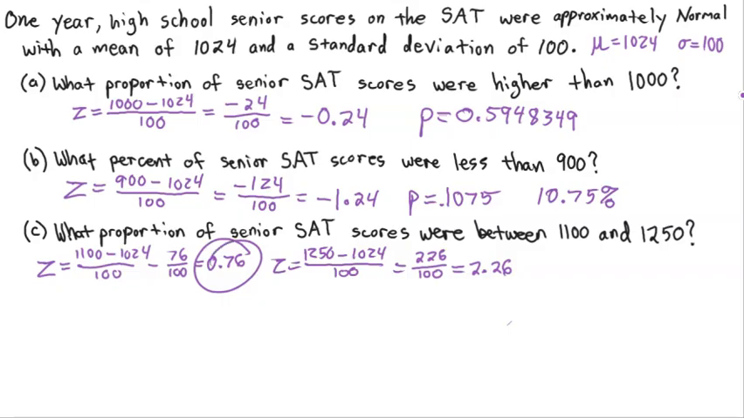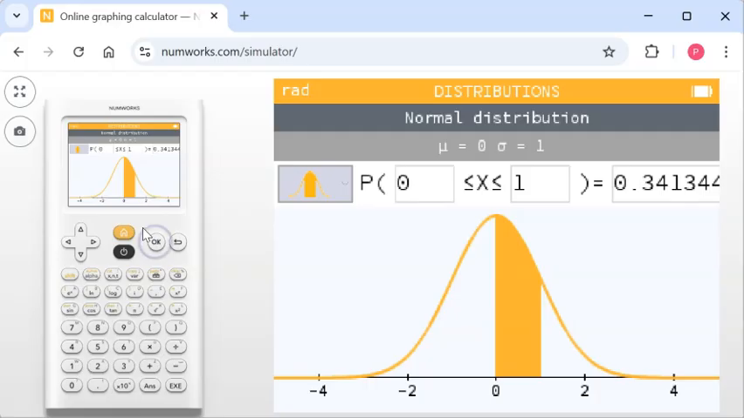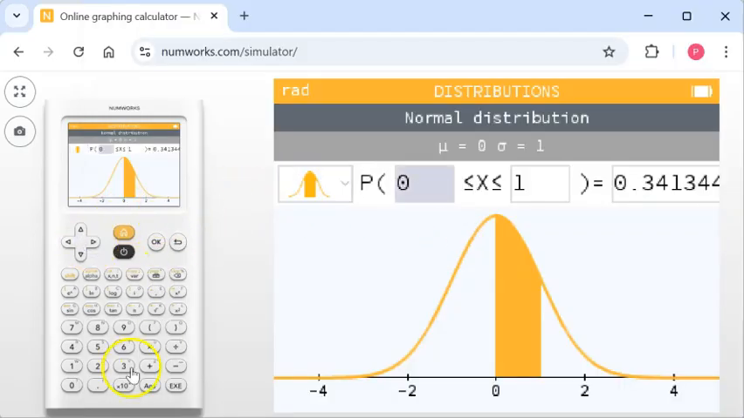So we have two z-scores. The smaller z-score is 0.76. The larger z-score is 2.26. And we're going to put both of them in this calculator, the NumWorks calculator. We've got to go over to here, and we're going to hit OK, and we're going to select this one. This is the between. So we're going to arrow down and select OK. And now look, it gives us X in between. So we need to put the smaller z-score here, 0.76, and the larger z-score here, which is 2.26. Let me make sure that that's right. Yep, 0.76 and 2.26.